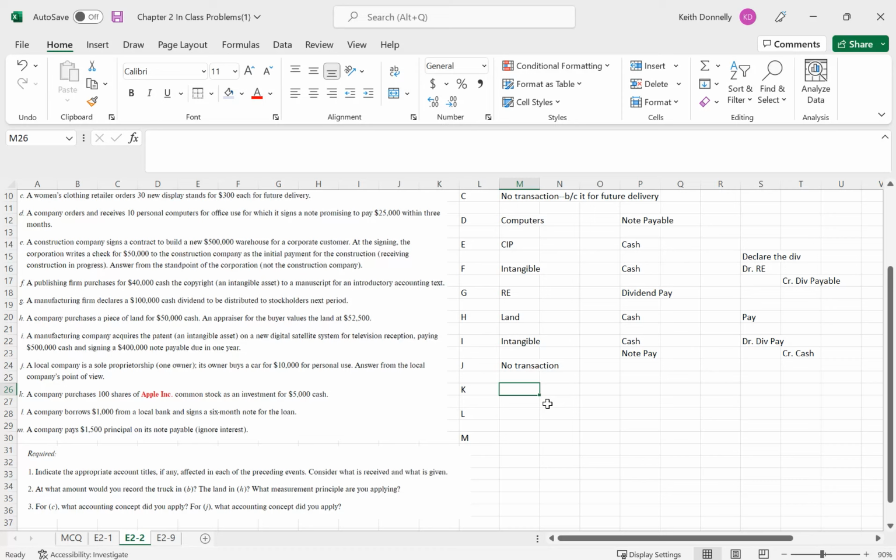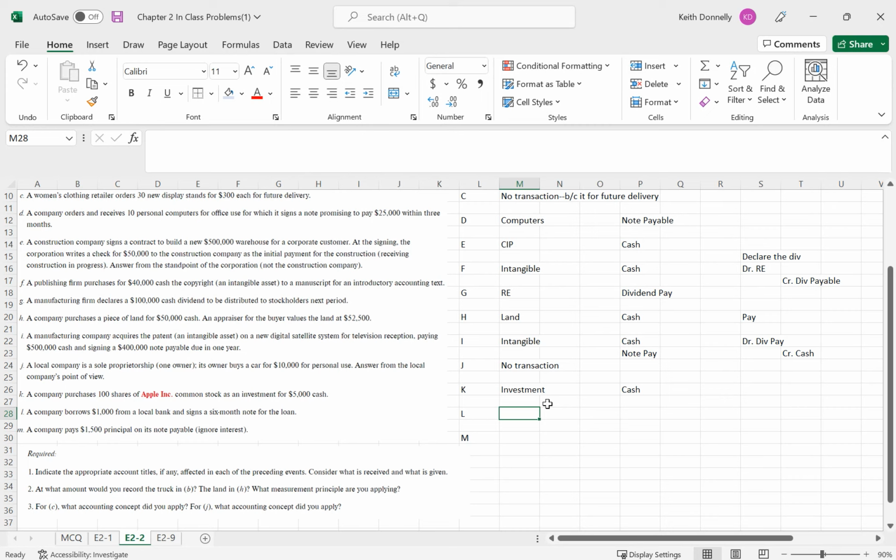K, company purchases 100 shares of Apple common stock as an investment. If you ever see the word stock, it doesn't always mean our stock. Sometimes we're buying other companies' stock. So in that case, we received an investment and we paid cash.